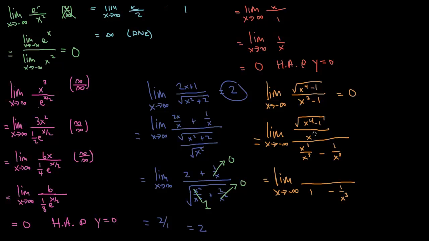Okay, we want to divide by x cubed, but we can rewrite x cubed as the square root of x to the sixth. And now we can combine those two square roots because of the properties of radicals, and I can rewrite this as a root. I'm going to have x to the fourth over x to the sixth, and I'm going to have minus 1 over x to the sixth.